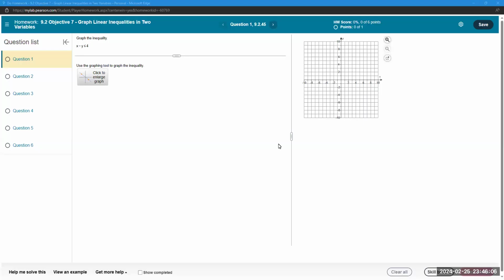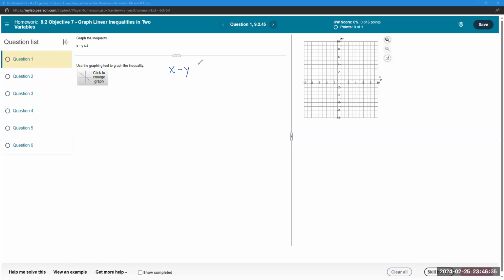In this video, we're going to talk about 9.2 Objective 7. We're going to graph linear inequalities in two variables. Graphing linear inequalities is very similar to graphing linear equations, only we're going to have to keep track of whether our boundary line is going to be solid or broken and whether we're going to be shading above or below that line. So I think the easiest way to do this is to solve for y.